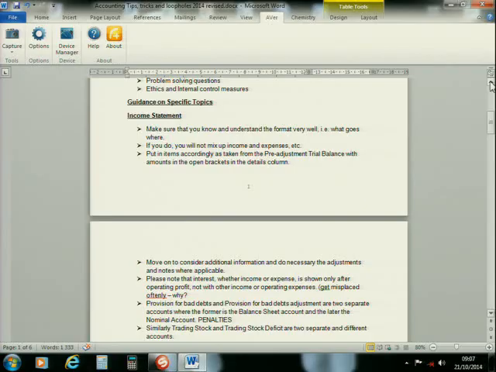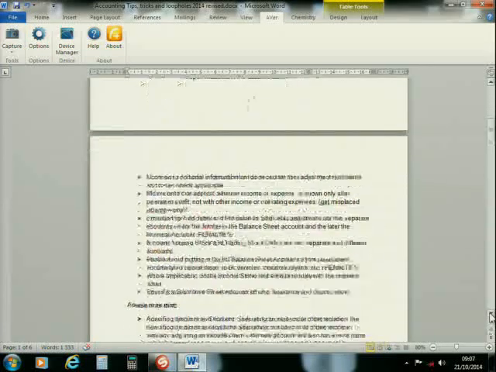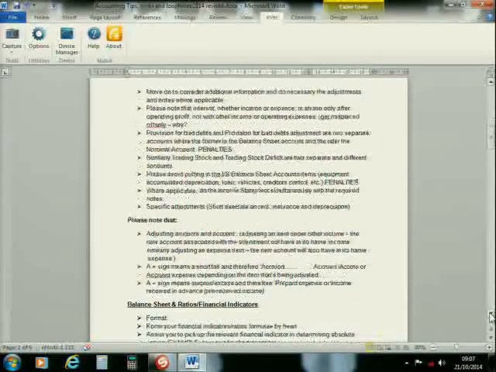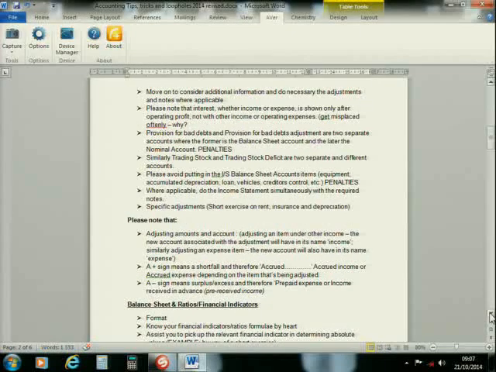When adjusting an expense item, remember again that the new account associated with the adjustment will have in its name expenses. If the amount is outstanding, it will then be accrued expense. If the amount has been paid in advance, it will then be the prepaid expense. And you take that to your notes immediately.